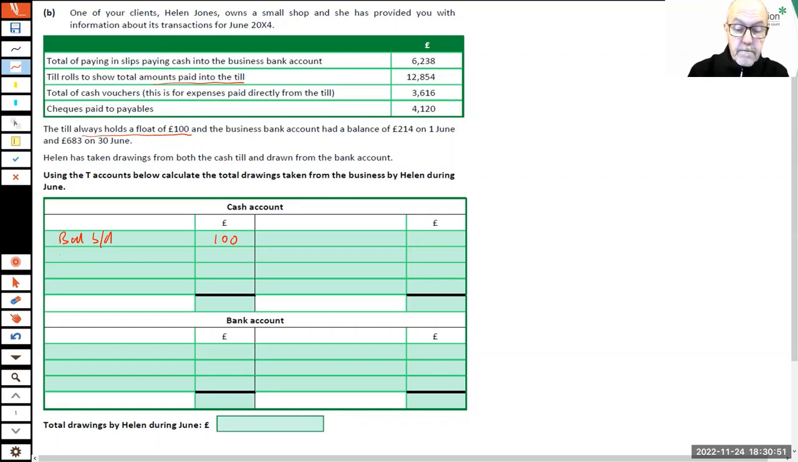So, I suppose we're going to call that cash sales, aren't we? Which are 12,854. And here's a tip. Let's cross them out as we do them. That'll avoid any confusion.